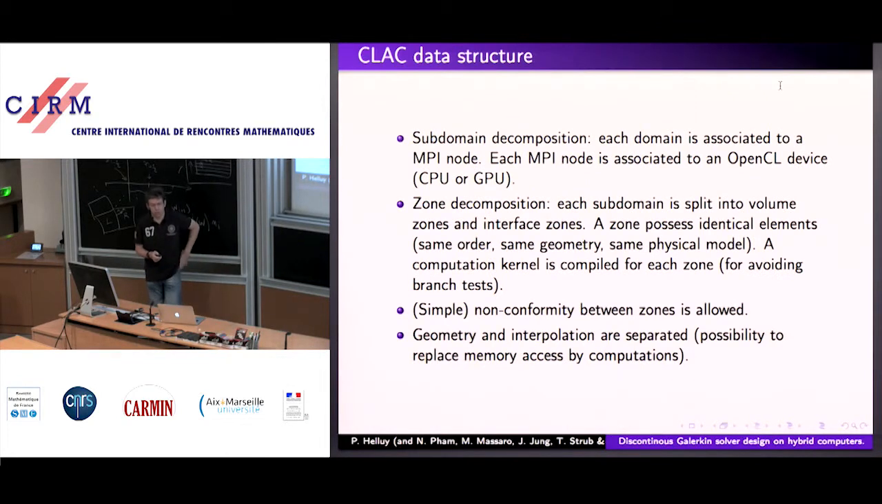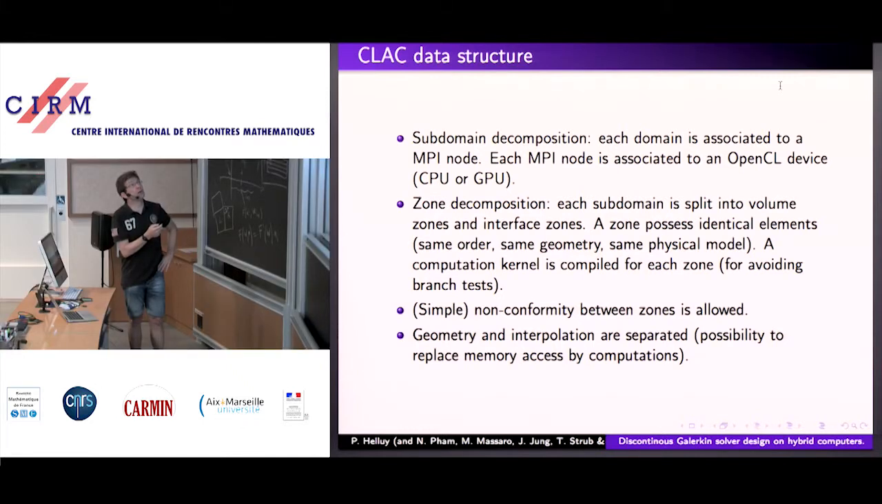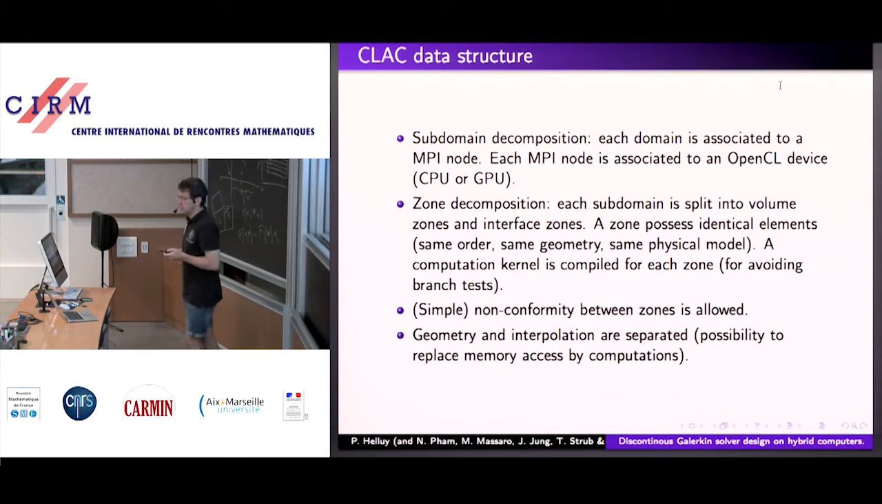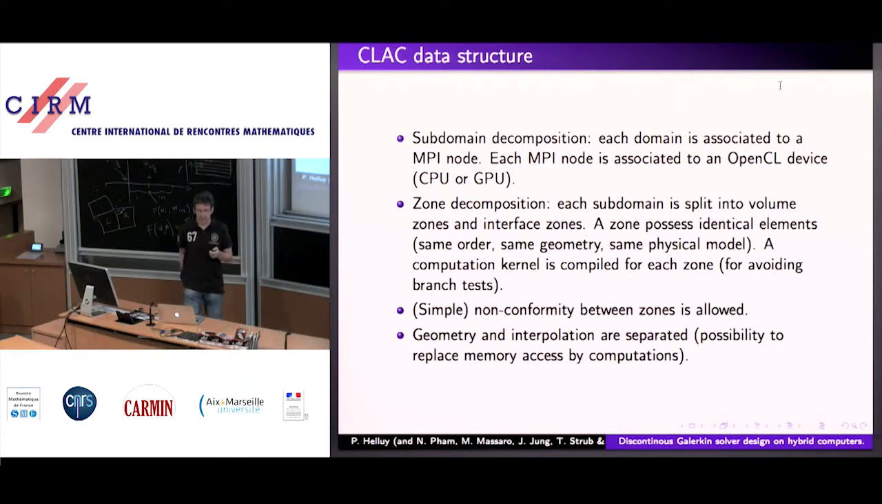So how can we do this efficiently? Maybe it is not the most efficient, but what we have done to be efficient is the following approach. We first use a subdomain decomposition. Our mesh is split into several domains, and each domain is associated to an MPI node. And then, it's a rule in CLAC, each MPI node is associated to one accelerator, which is an OpenCL device. The accelerator can be either a CPU or a GPU.